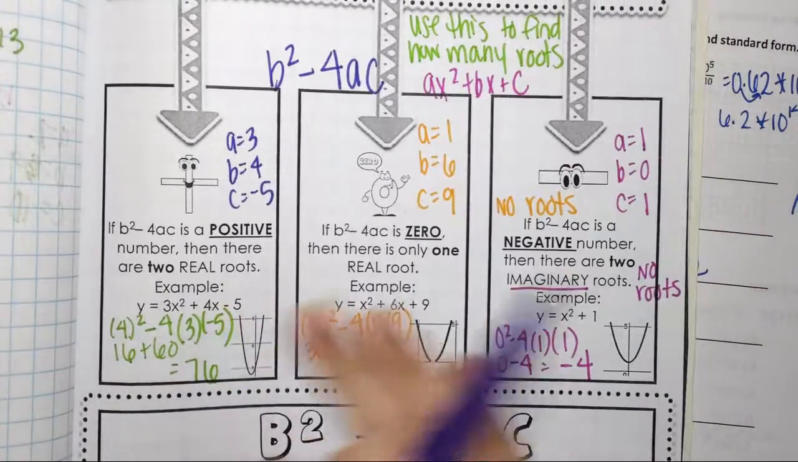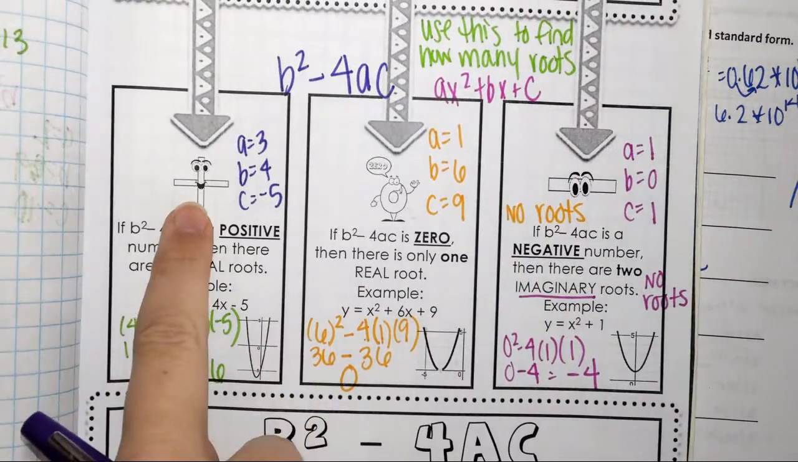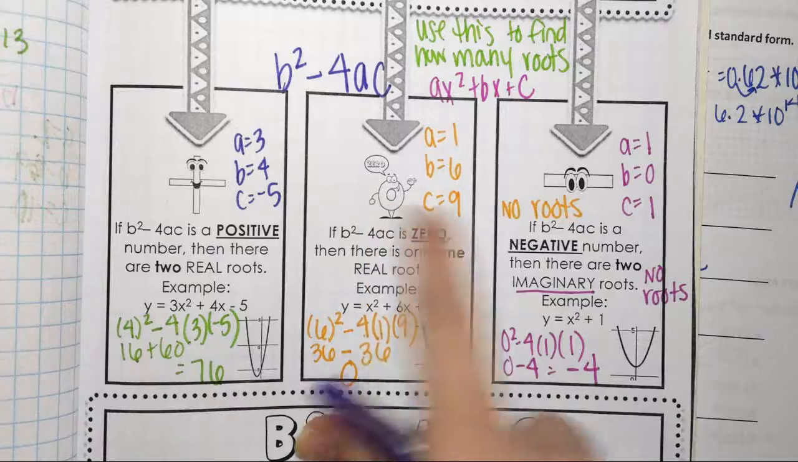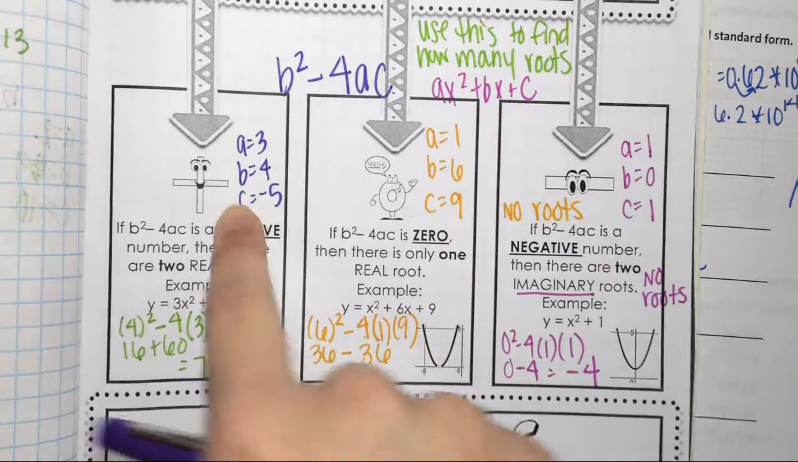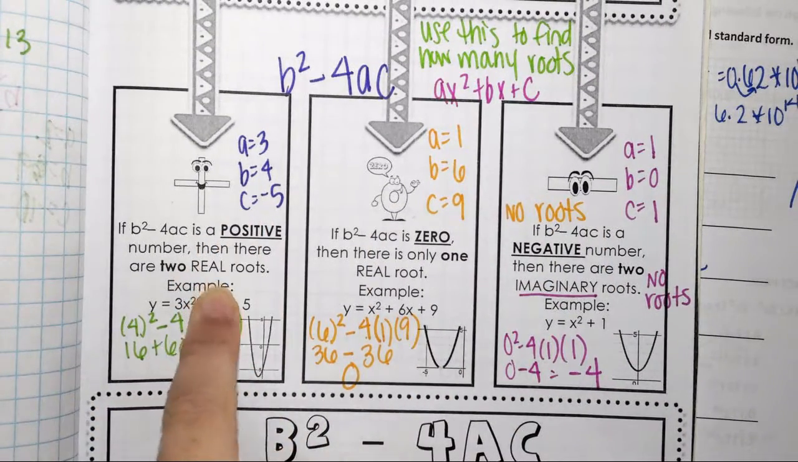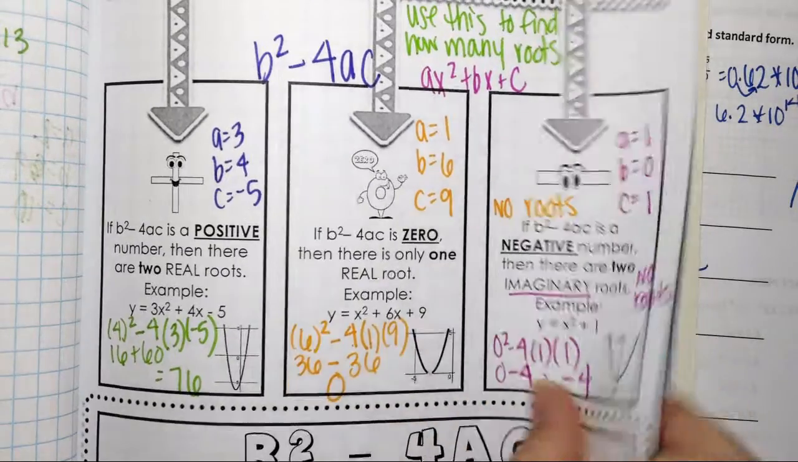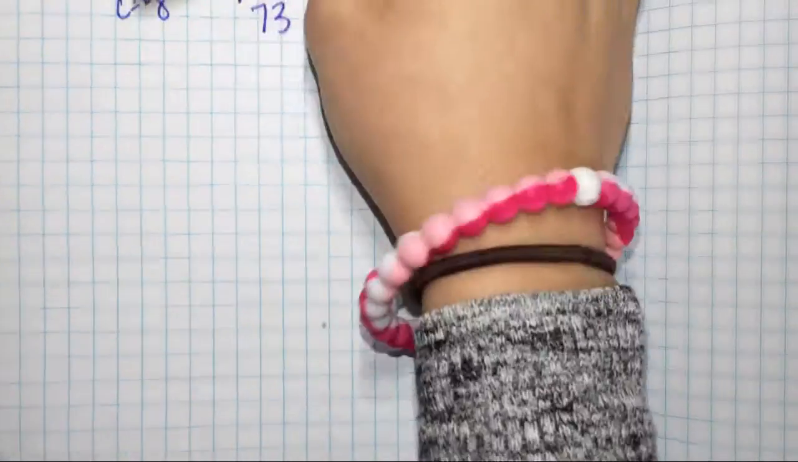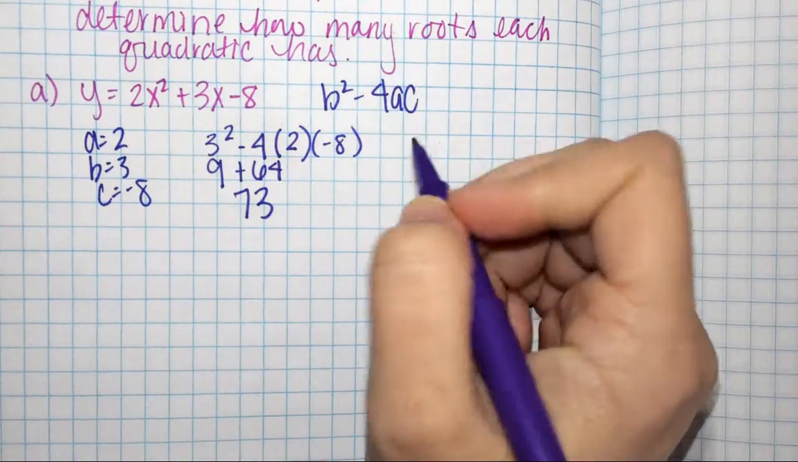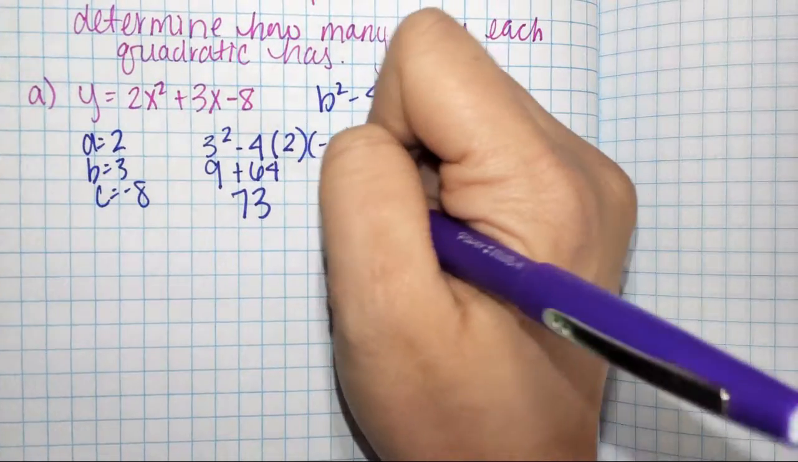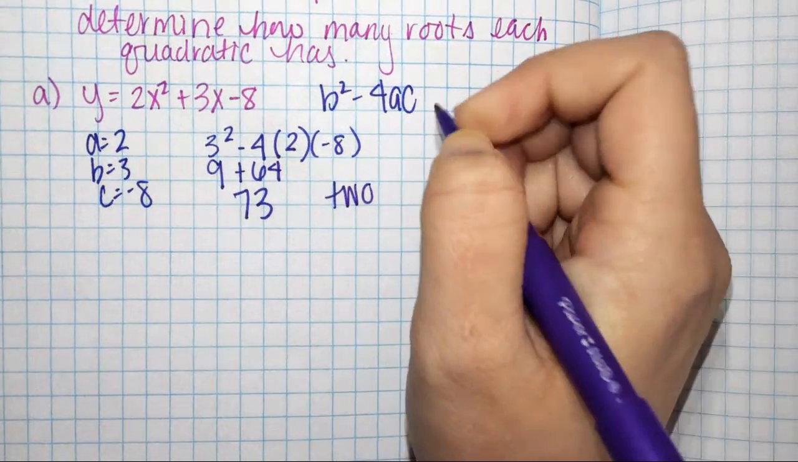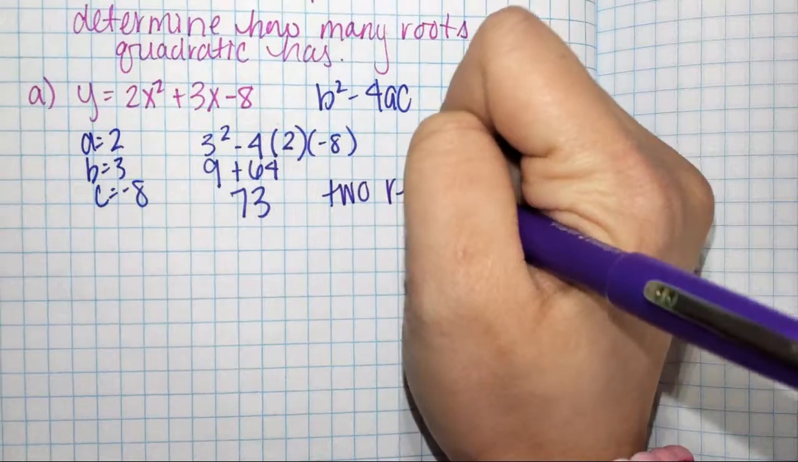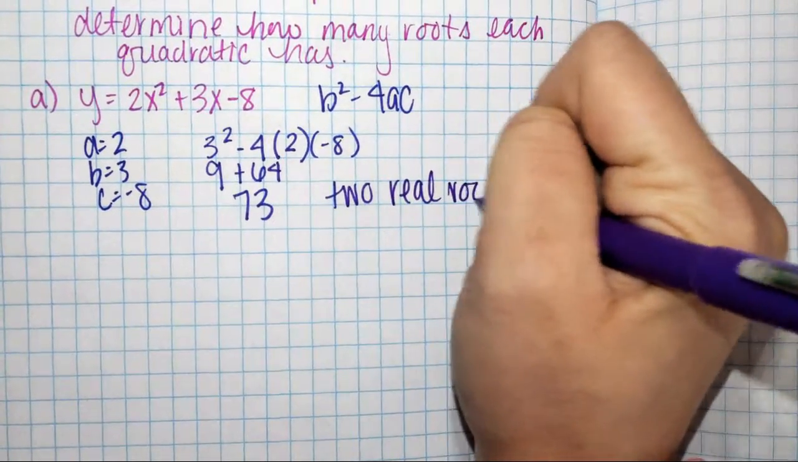And the directions say determine how many roots each quadratic has. So I'm going to flip back in my notes because I'm still not quite sure. I'm going to look for a positive number. This smiley face has a plus, this smiley face has a 0, this one has a negative. So it's a positive. How many roots do I have? 2. So I'm going to write down 2 real roots. You have to put real. There are imaginary roots when you have a negative square root. You're going to write no real roots. All right, so 2 real roots.